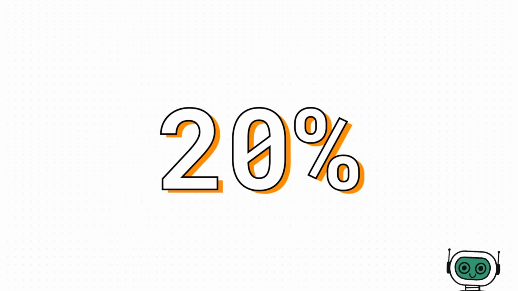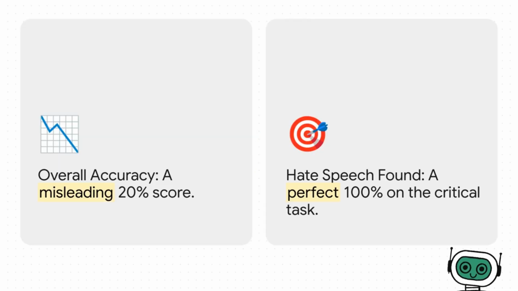Now, if we calculate the overall accuracy, just the total number of correct guesses, our model scores a pretty awful 20%. Looks like a total disaster. But hold on, what was our main goal? To find the hate speech. And on that front, our model was perfect. It found 100% of the negative comments. This is the accuracy trap, right here. That low overall score completely hides the fact that the model succeeded at its most critical task.